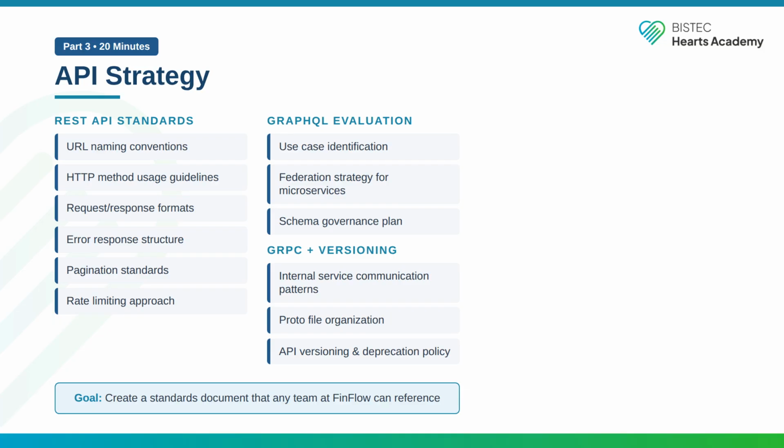A good API standards document isn't long. It's decisive. Don't say, consider using pagination. Say, all list endpoints must use cursor-based pagination with a default limit of 20 and a maximum of 100.